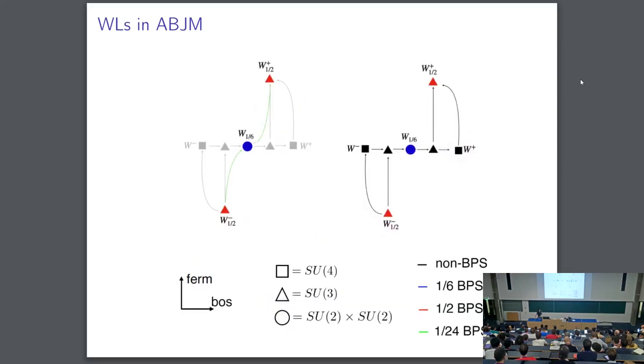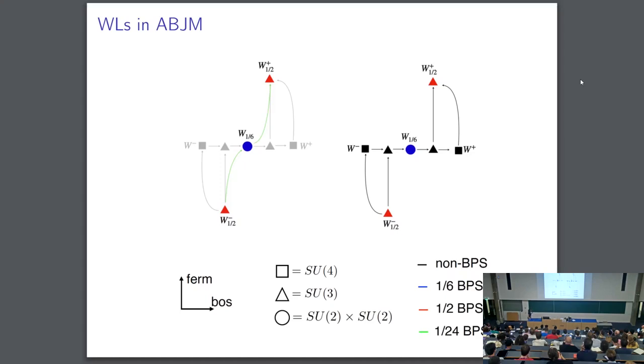So as I said, ABJM displays a much richer structure of BPS operators. And here I show a few of them that are BPS or not. So the way to read these two figures is that on the horizontal line we have bosonic operators, and in the vertical line the fermionic ones. The symbols are such that we try to display the amount of symmetry that is preserved in an intuitive way. So you have SU(4), which is the full group, SU(3), or 2 copies of SU(2) being preserved. Then in black, non-BPS, blue 1/6, red a half, and in green 1/24.